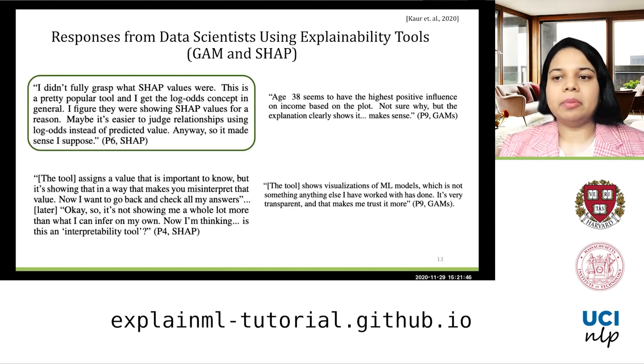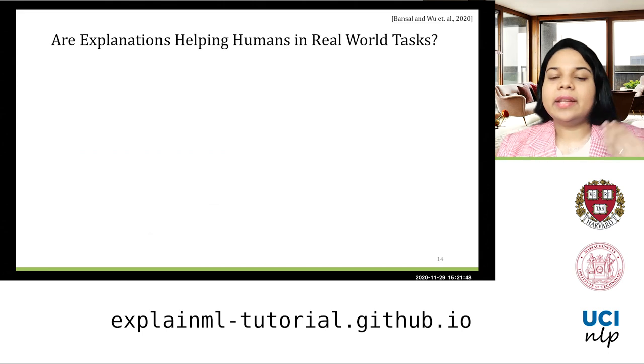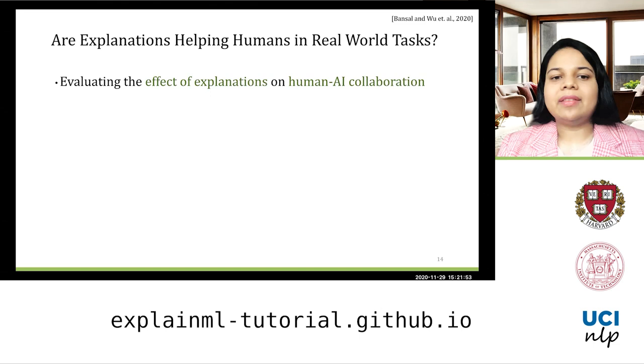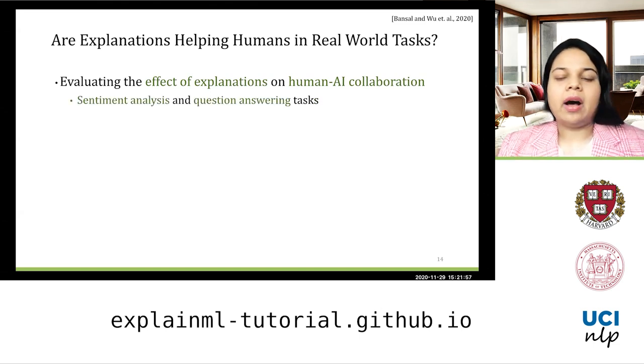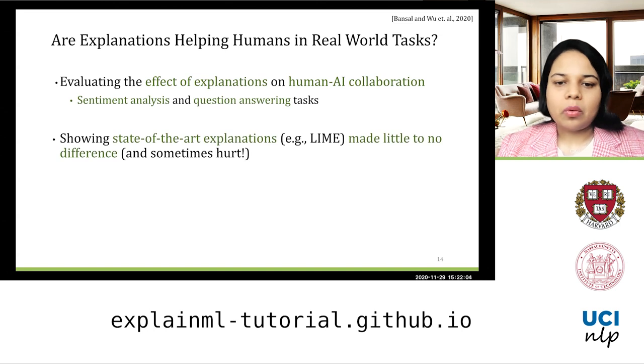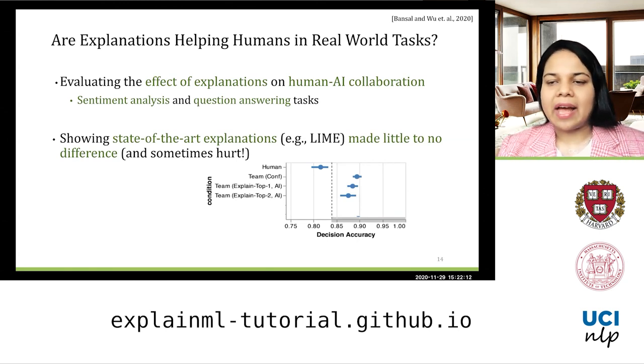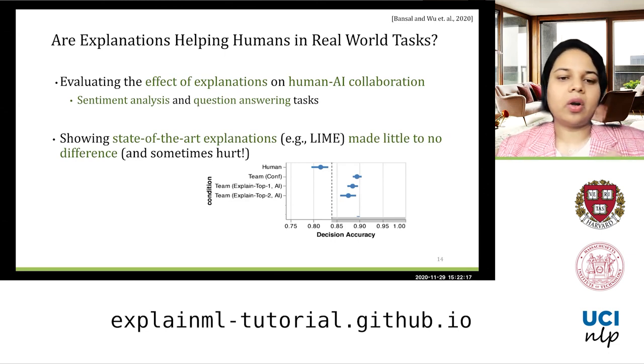utility of explainability tools. And there have also been other recent studies which tried to evaluate the effect of explanations on human AI collaboration, particularly in sentiment analysis and question answering tasks. And what was found was that showing state-of-the-art explanations, for example, those output by LIME, actually made little to no difference to the decision accuracy when human and AI teams were collaborating to work on these tasks.